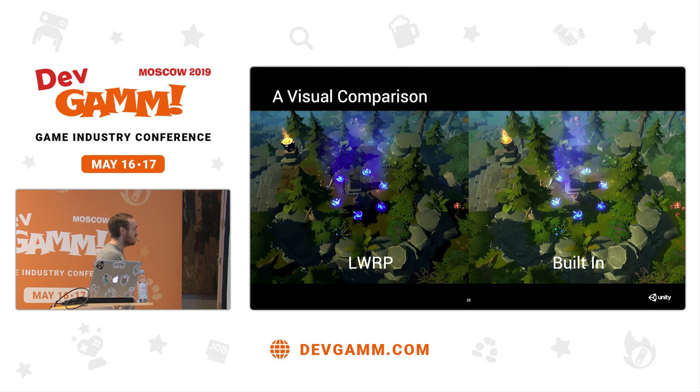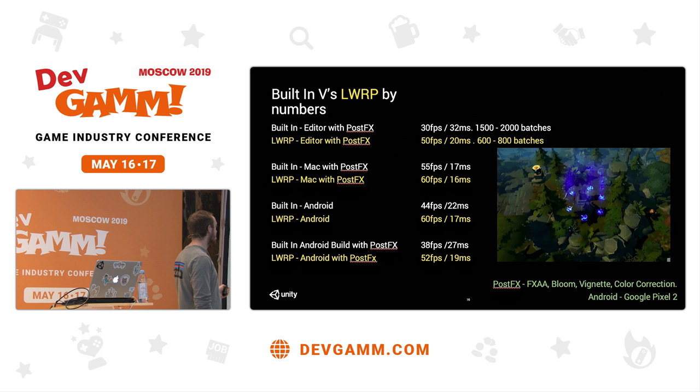But if we look at the actual numbers, what I did was build it from the editor with Post Effects on and off, built it on my Mac and Android, and Android with Post Effects. So we can see here, when it was just in the editor, we were looking at about 30 frames a second up to 2,000 draw calls. That's with Post Effects on, which is bloom, vignetting, some color correction.